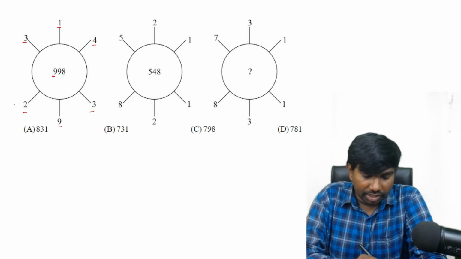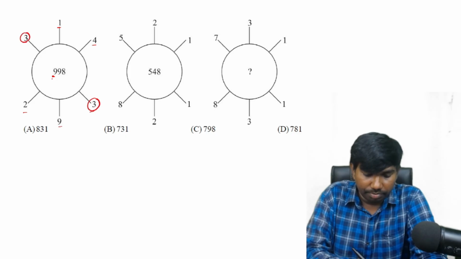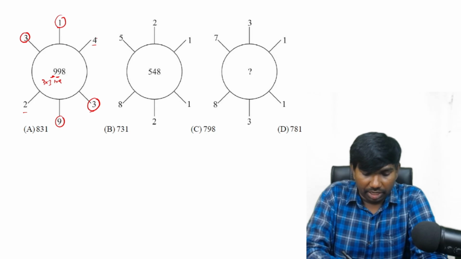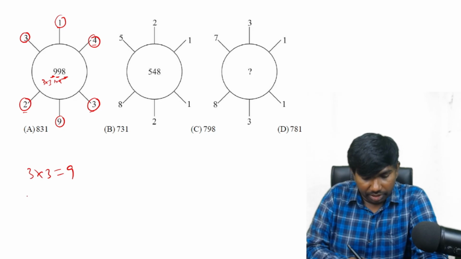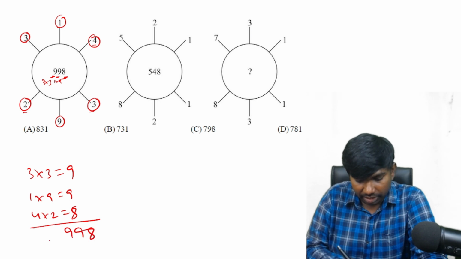This is 9. How did we get this 9? Maybe this 3 into 3. 3 into 3 is 9. And in the middle 9, yes, that is correct: 1 into 9 is 9. And these two, 4 into 2 is 8. So 3 into 3 is 9, then 1 into 9 is 9, and then 4 into 2 is 8. And the number written is 998.